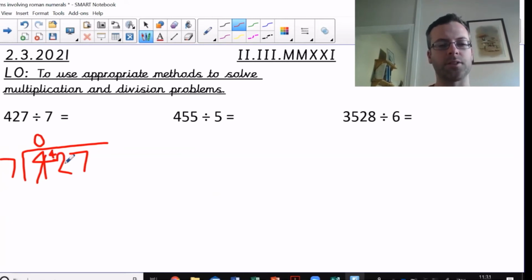How many 7s go into 42? Well, it's 6, and I've not got any remainders. So then how many 7s go into 7, and it's 1? My answer is 61. 455 divided by 5. Some of us might have gone, well, actually, 450 would be 90, and it's just one more. So I think I already know my answer is 91, but I can check it.